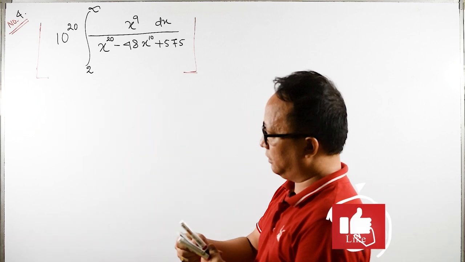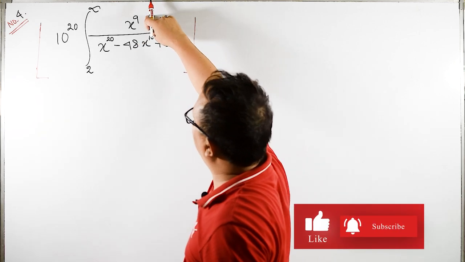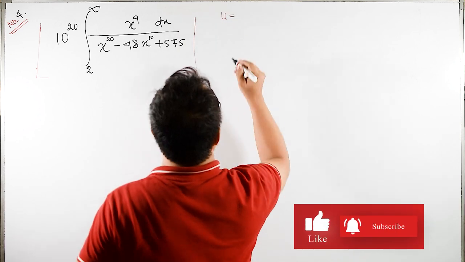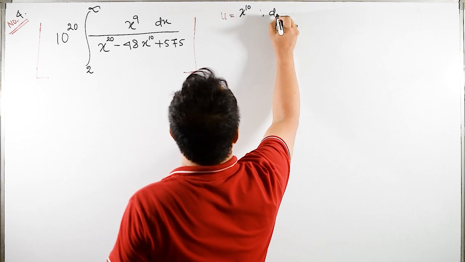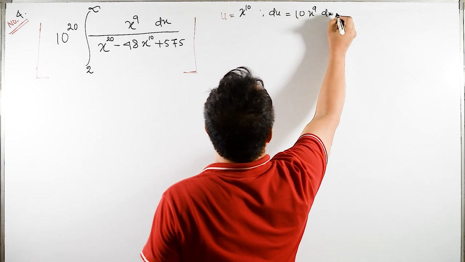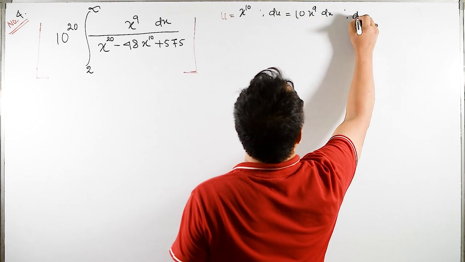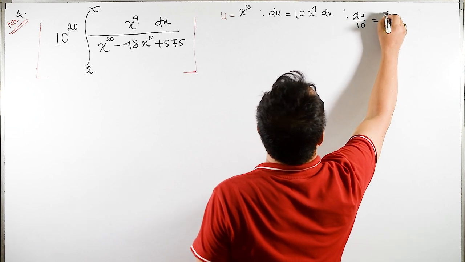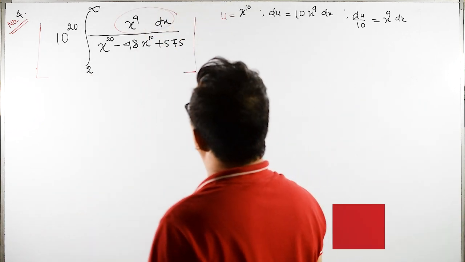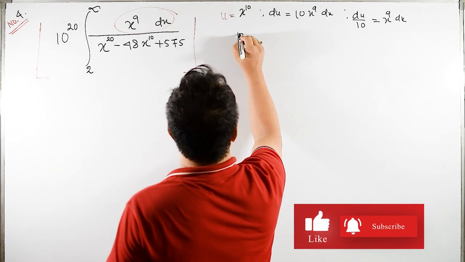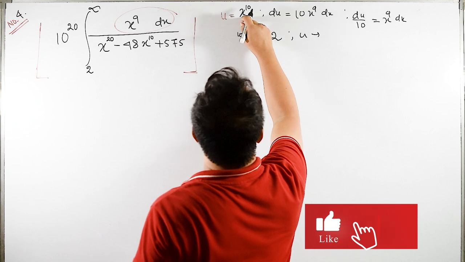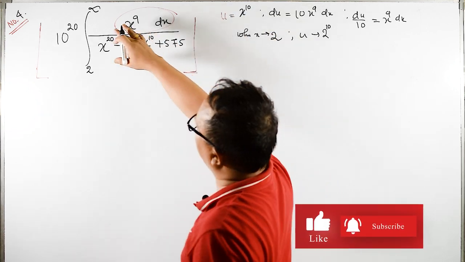In this integral, we have x raised to 9 over here. Therefore, I will substitute u equals x raised to 10. Therefore, du equals 10 x raised to 9 dx, and du upon 10 equals x raised to 9 dx. So all this is my du upon 10. What about limits? When x tends to 2, u tends to 2 raised to 10. When x tends to infinity, u also tends to infinity.